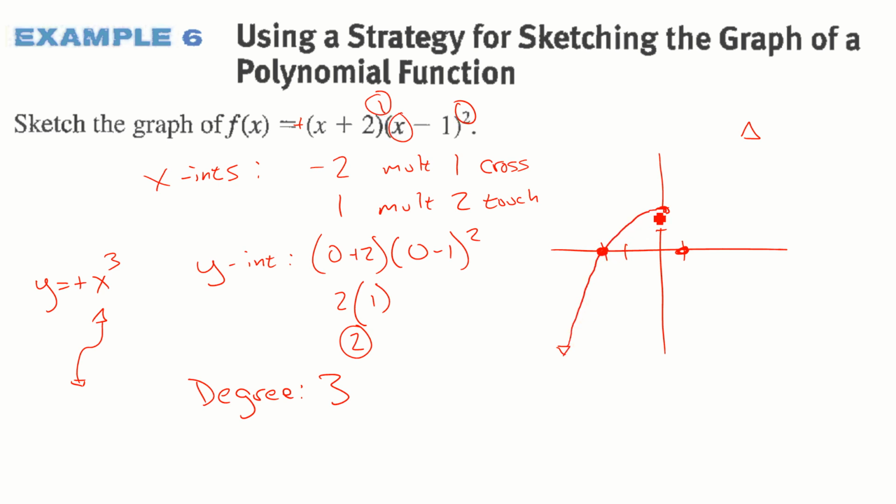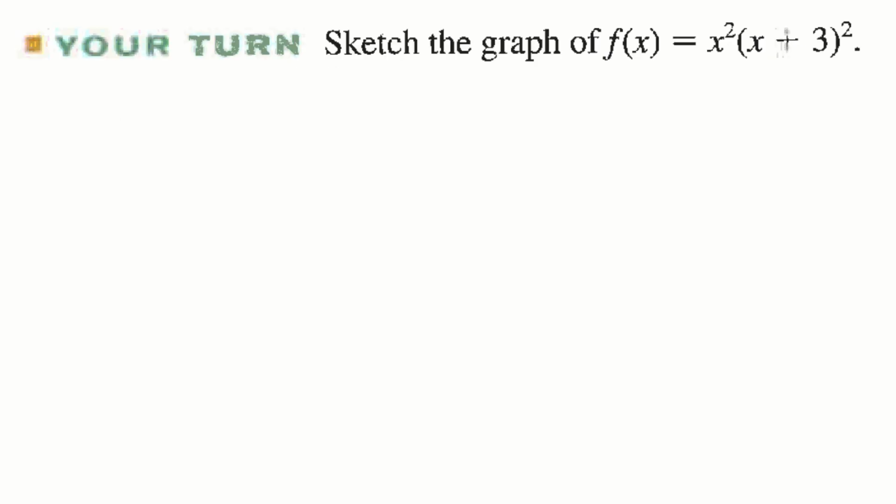We're going to cross here. We're coming back down. Now, I went over. I needed to touch. So actually I needed to turn around right here and come back up. Okay? So I'm crossing here at -2, and I'm just touching and turning around at x equals 1. All right, try one. See if you can do it.